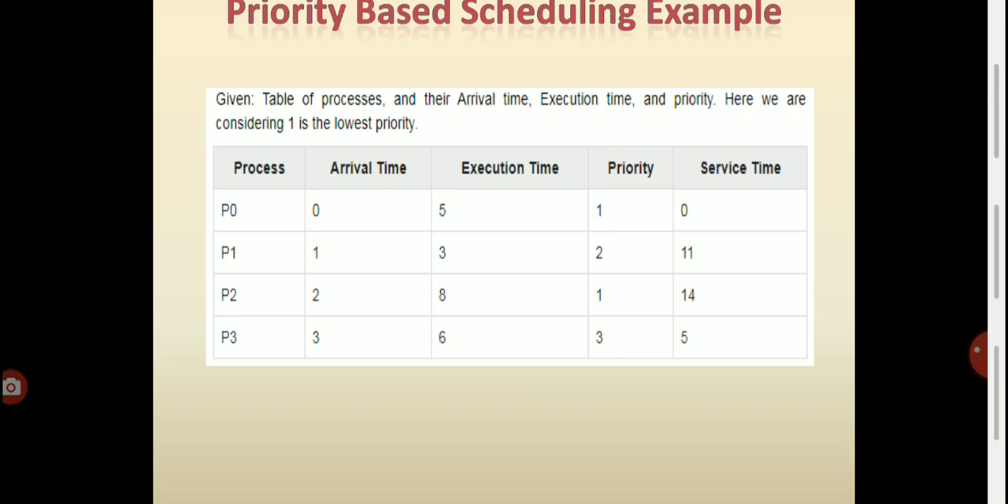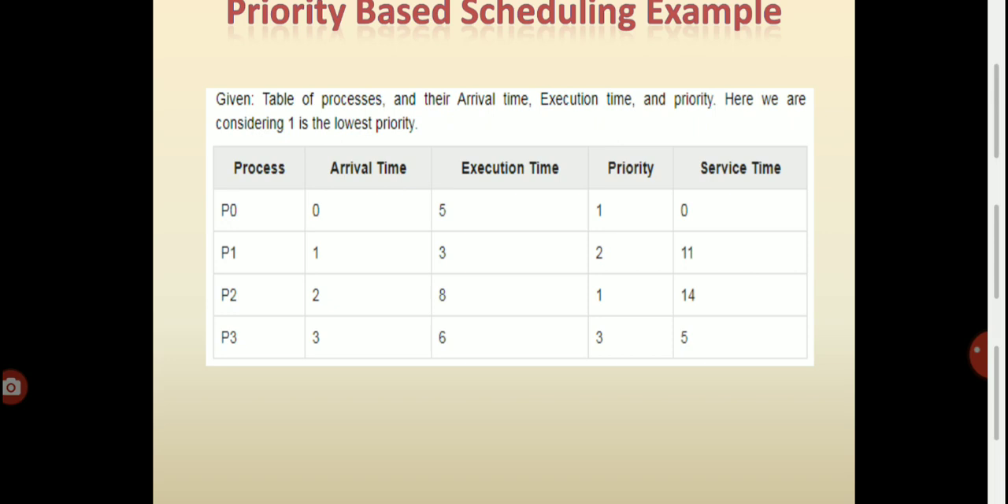See the service time, it is 5, which is equal to the execution time of P0. After executing P3, what will be taken next? P1 has priority 2 and P2 has priority 1, so P1 will be taken. See the service time, it is 11, which is 5 plus 6.